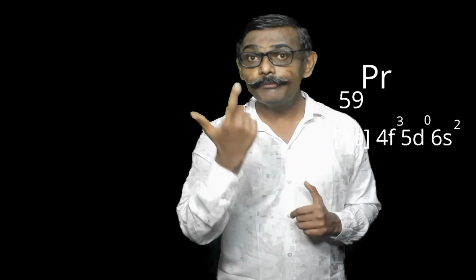After cerium, next element is praseodymium. For praseodymium, again energetics is different. What is the situation? See, up to xenon 54 electrons. For 55th electron 4f orbital is suitable. So 4f1 electron now.